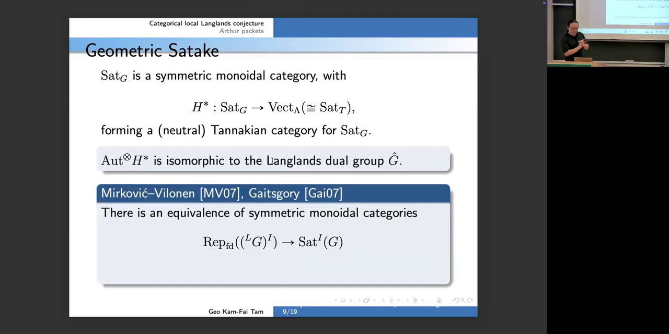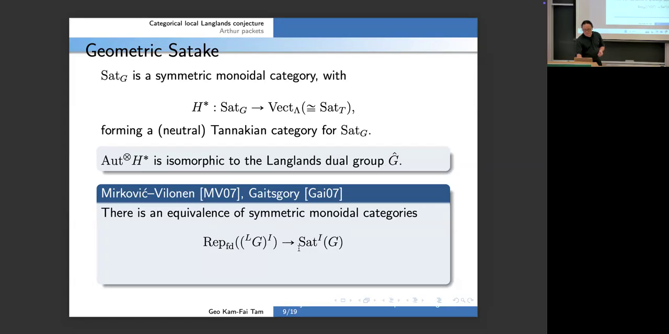And more precisely, this is a theorem given by Mirković, Vilonen, and Gaitsgory. So there's an equivalence between these symmetric monoidal categories. On the left-hand side, this is the finite dimensional representations of I pieces of LG. This I is just an index set. Remember, I said I can upgrade my setup into the situation when I have the Fargues-Scholze curve deleting a divisor. So then this index set will show up. So this is just I pieces of the L group of G.